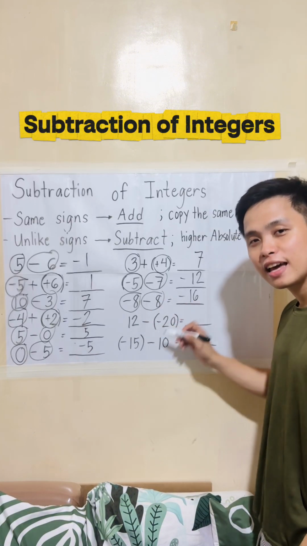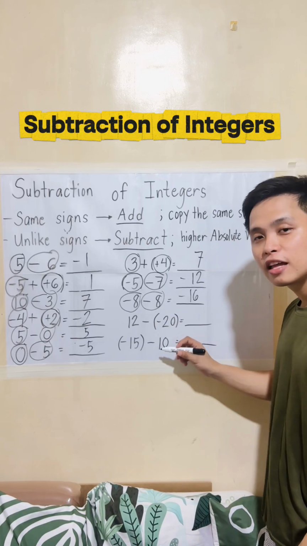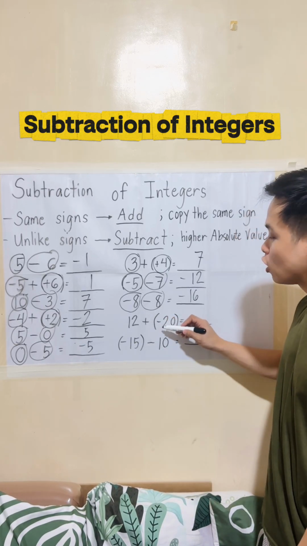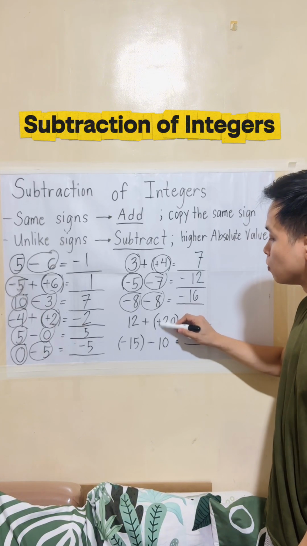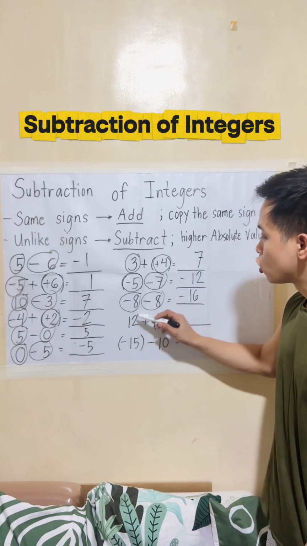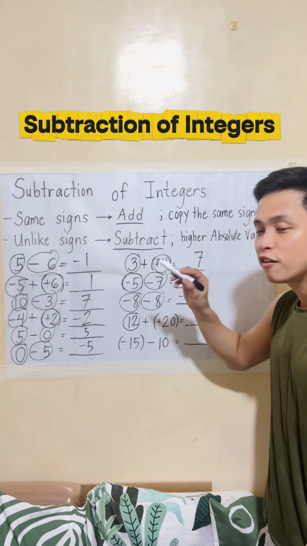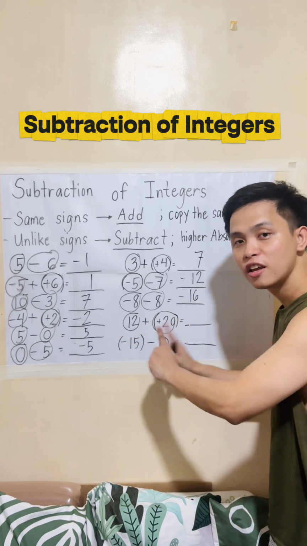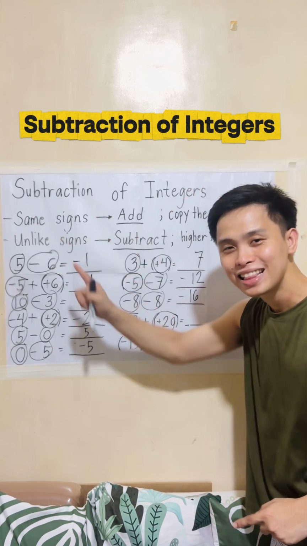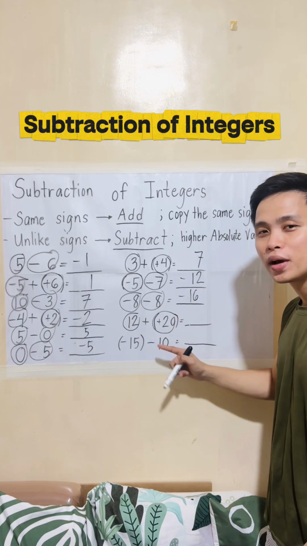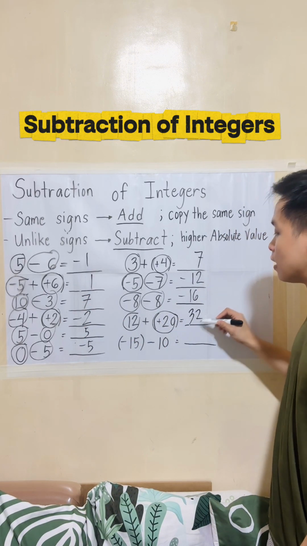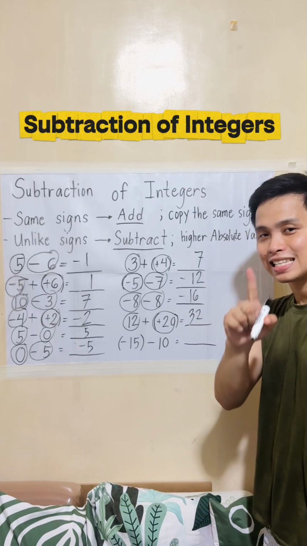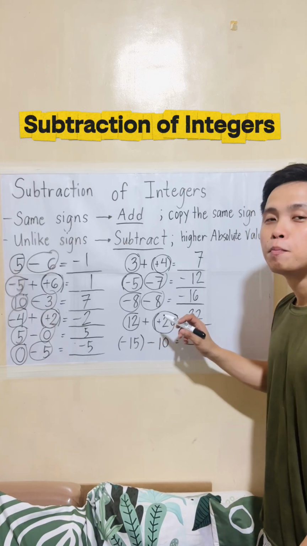12 minus negative 20. Minus negative, we need to change this into plus and flip the sign of the next number. So this will become plus. So we are now adding positive 12 and positive 20. Both are positive, same signs, we add the numbers. 12 plus 20 is 32. Positive, positive equals positive.